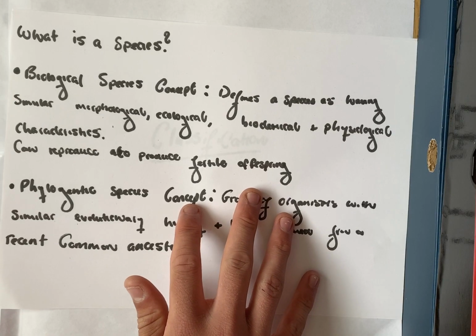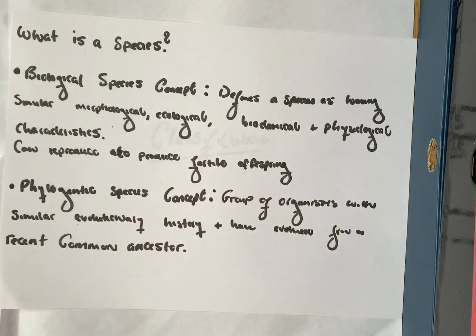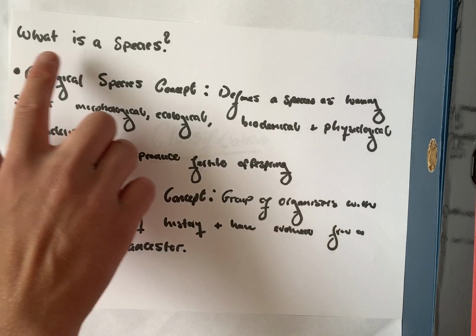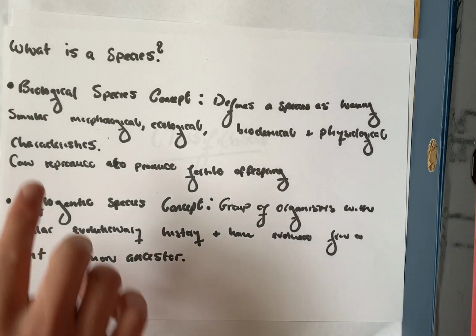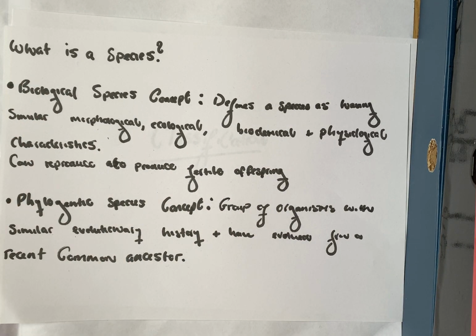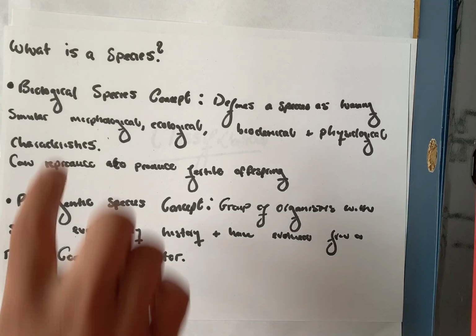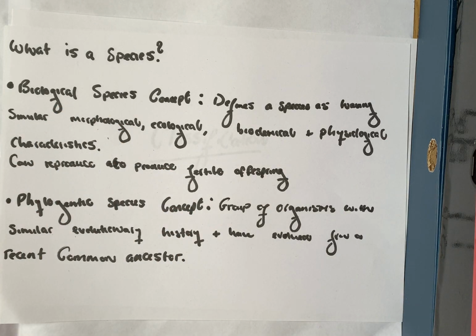So first, classification. Classification is the process of grouping organisms together, and the smallest unit of classification is known as the species. We'll come to the taxa later on, but firstly, what is a species? A species has several different definitions, and the two I'm going to talk about today are both the biological species concept and the phylogenetic species concept.